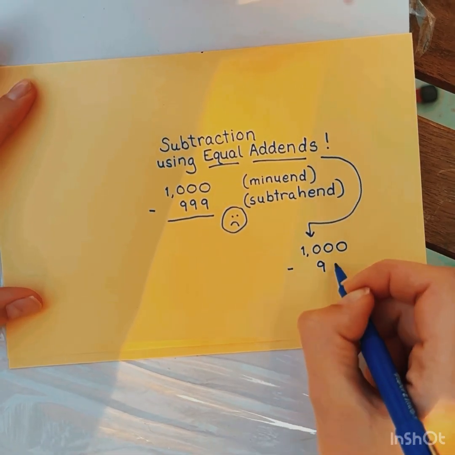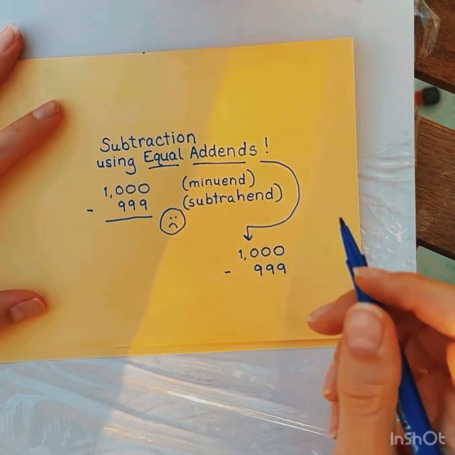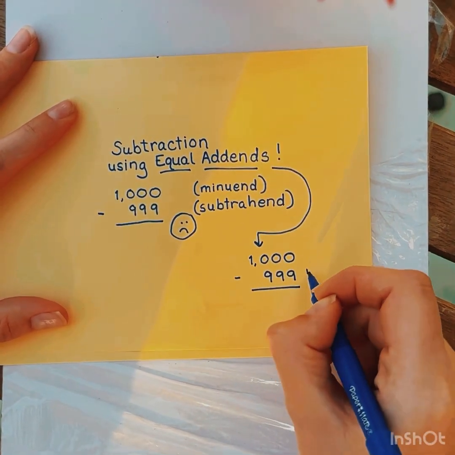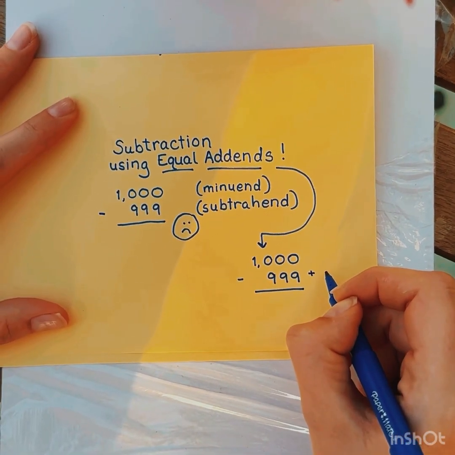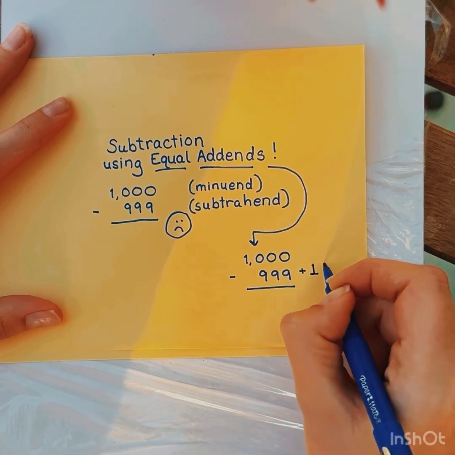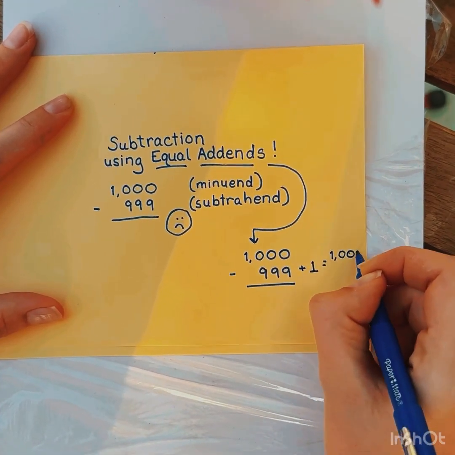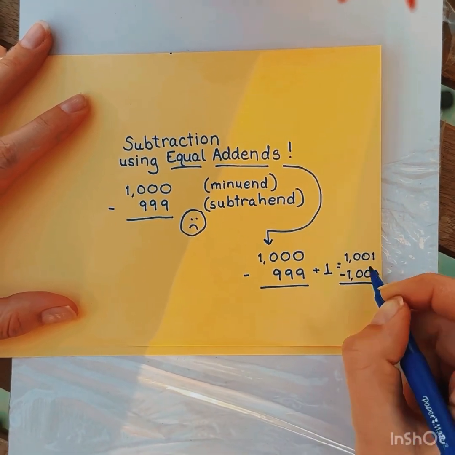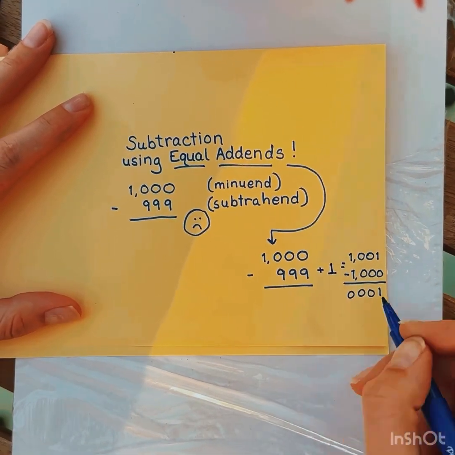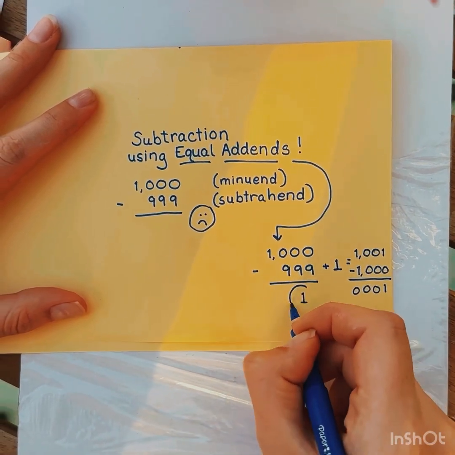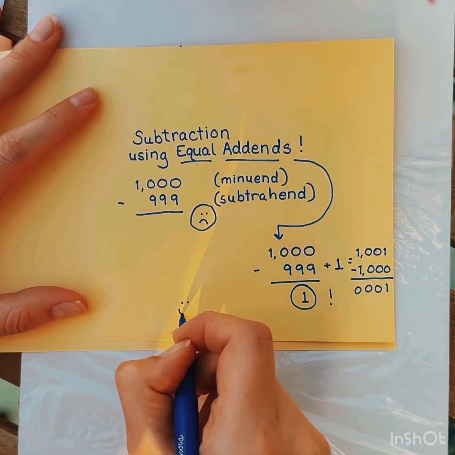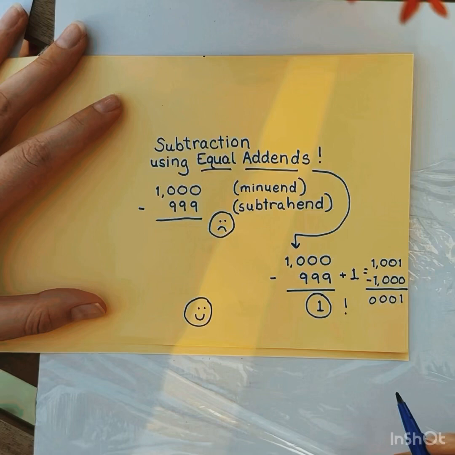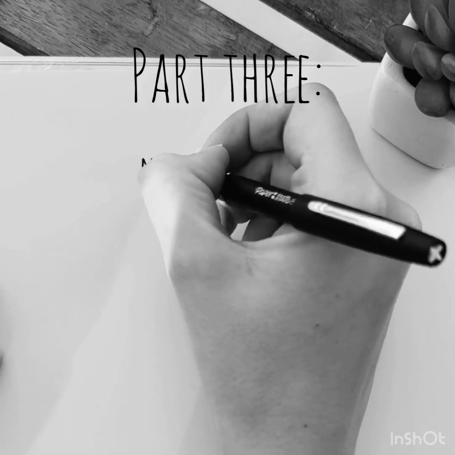We're going to write the problem as it was, but this time we're going to add 1 to both numbers. Since we're adding it to both numbers, the difference will still be the same. We have 1,001 minus 1,000, which equals 1. That was much easier than solving 0 minus 9, huh? I chose to add 1 because it made 999 an even number 1,000.